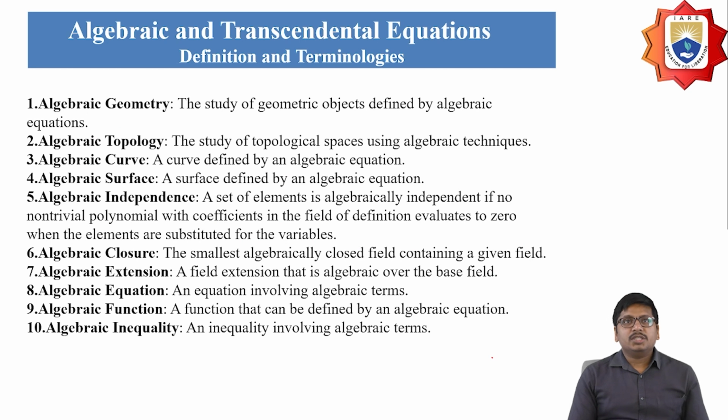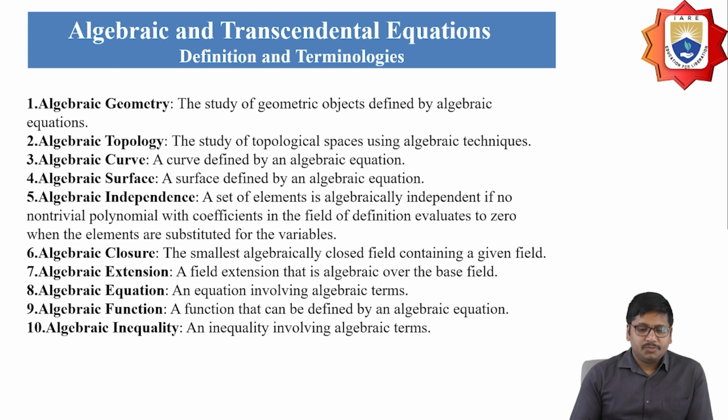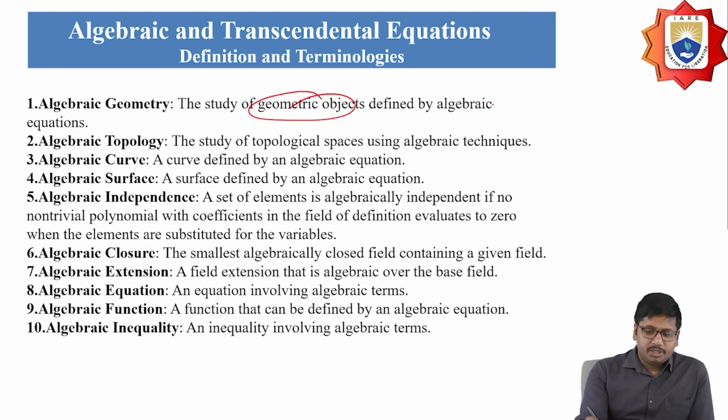And next, what is algebraic geometry? The study of geometric objects defined by algebraic equations is called algebraic geometry. Algebraic topology means the study of topological spaces using algebraic techniques. An algebraic curve is a curve which is defined by an algebraic equation. And a surface which is defined by an algebraic equation is called an algebraic surface.